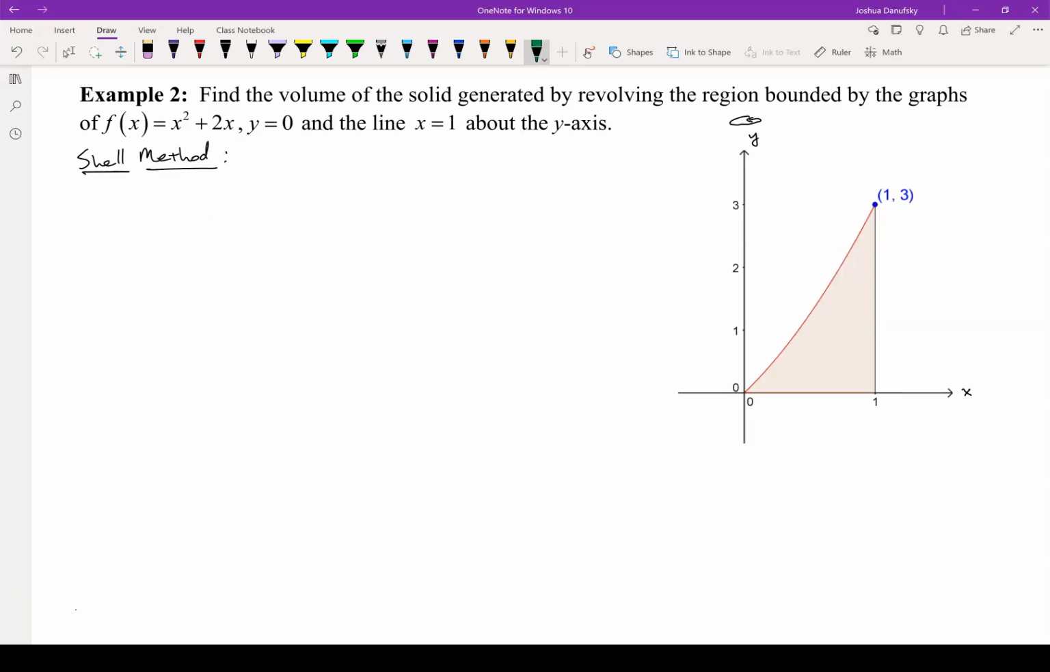So when doing the shell method, we think of the word parashell. That means our representative rectangle is parallel to the axis of rotation. So we might get a representative rectangle like this. And when we rotate that about the y-axis, we get a shell that maybe looks like this.